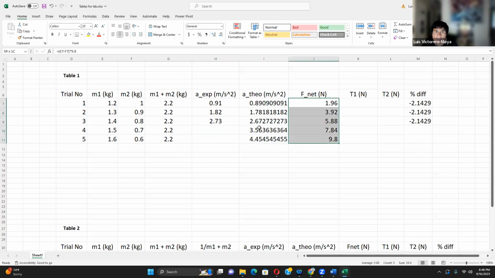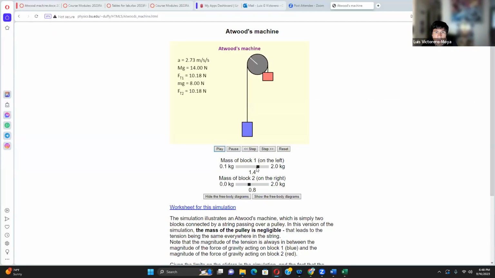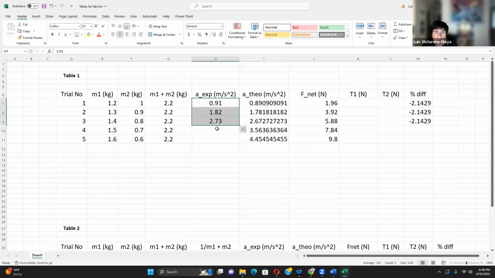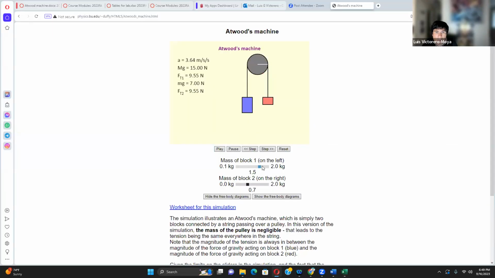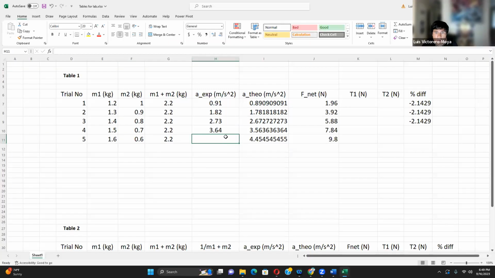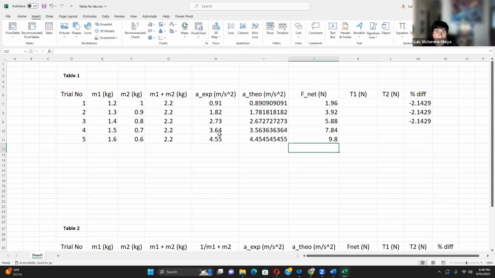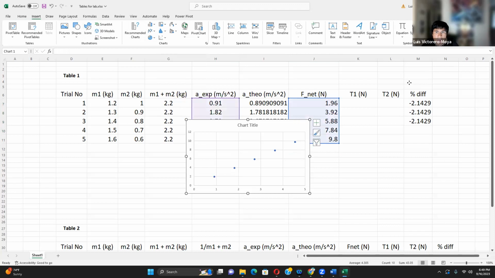So then you're going to plot this by the acceleration. So the acceleration is experimental. All right. If I were to complete this with 1.5 and 0.7, 3.64, 1.6 and 0.6, 4.55. So then you are going to plot this versus the x and y. This should be in the y axis. And there you have it.